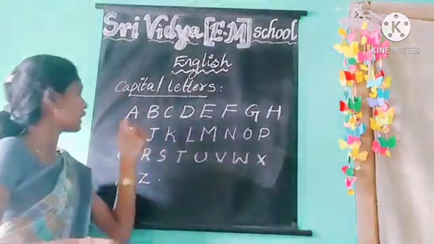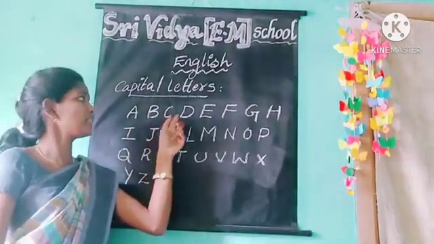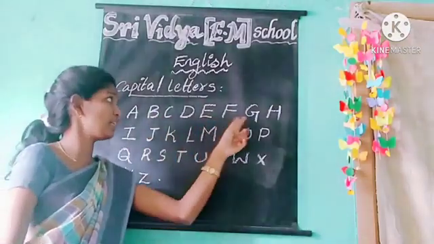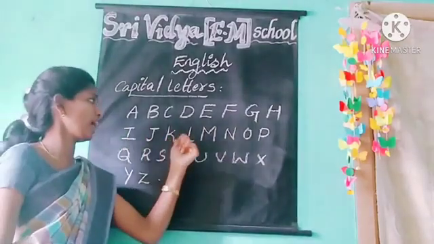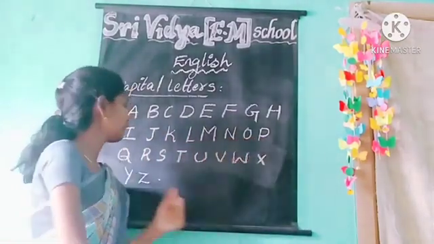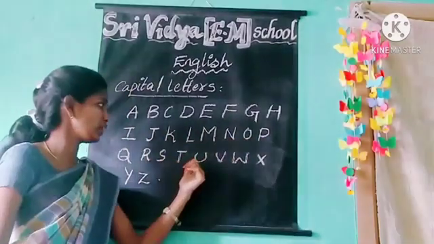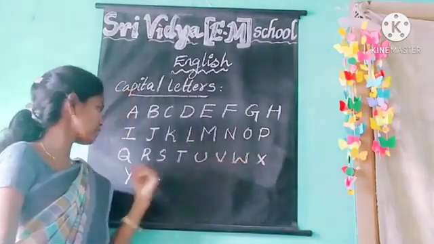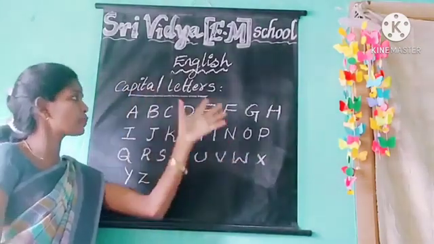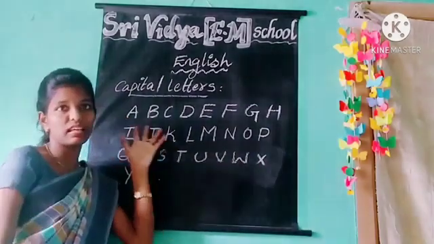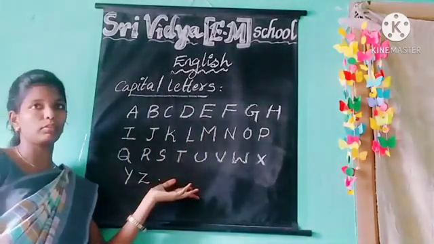So once again, repeat: A, B, C, D, E, F, G, H, I, J, K, L, M, N, O, P, Q, R, S, T, U, V, W, X, Y, Z. These 26 letters in English are written in capital form.